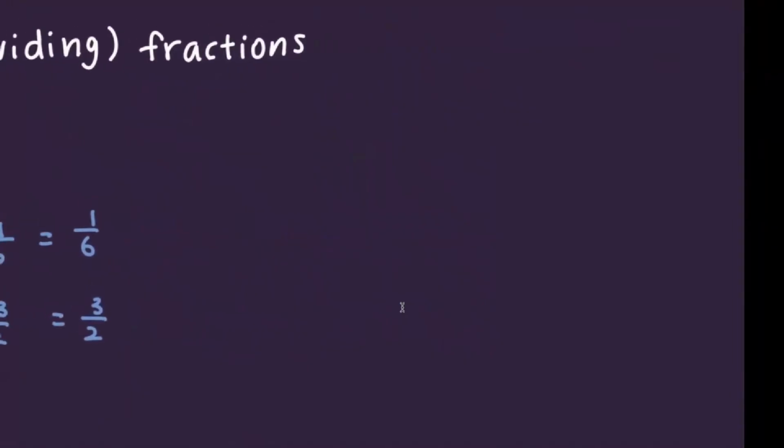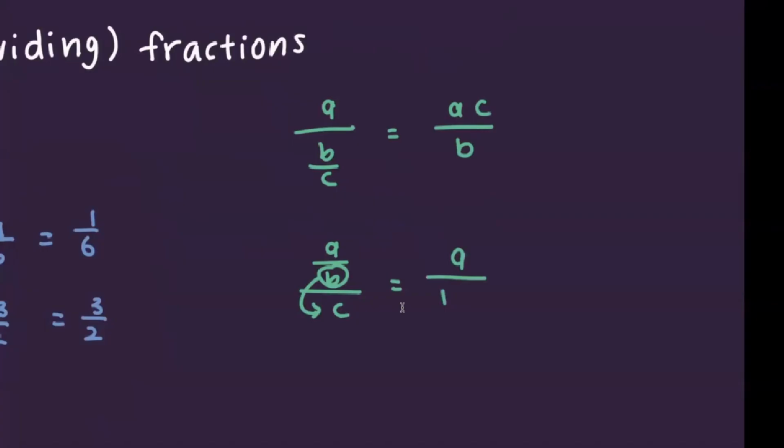The shortcut, if you have a fraction in the denominator, then you just have to flip it. So it would be a times c over b. If the fraction is in the numerator, then just bring the denominator down to the denominator. So it'd be a over bc.